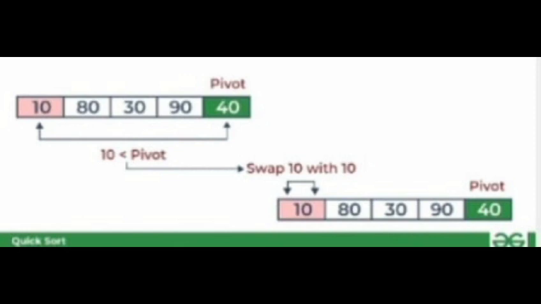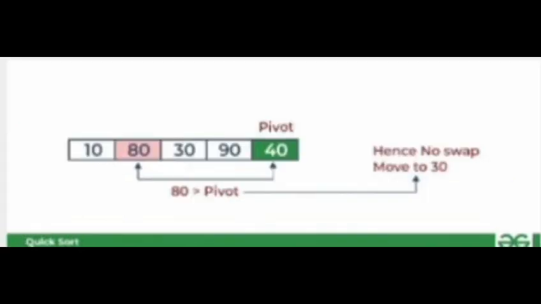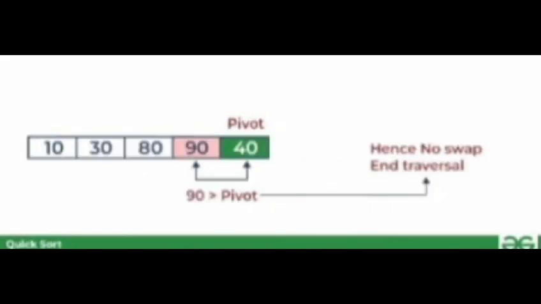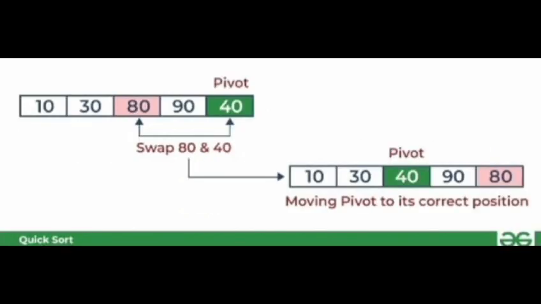Then swap 10 with 10 and 40 is the pivot. Compare 80 with the pivot, it is greater than the pivot. Compare 30 with the pivot, it is less than the pivot, so arrange it accordingly. Then compare 90 with the pivot, it is greater than the pivot. So we have to change it. Arrange the pivot in the correct position.